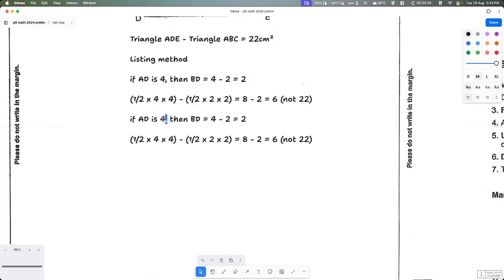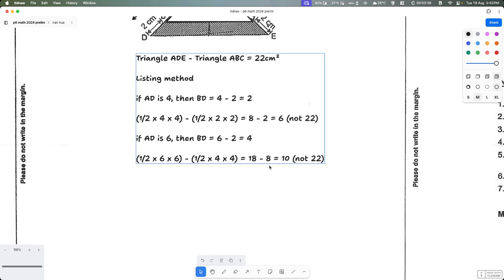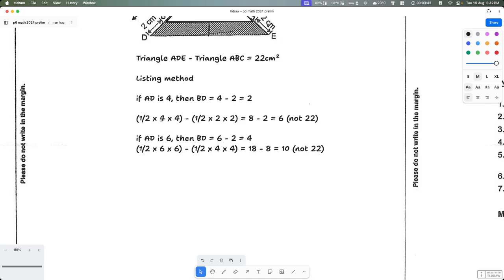if AD is 6, then BD is 6 minus 2, which is 4. Okay, so we know this over here, so I'm just going to put here, we know it's minus 8. But the next one is 6, right? So 6 times 6 is 36, divided by 2 is 18. Minus 8, this will give us 10 over here. Okay, so that's roughly about it.